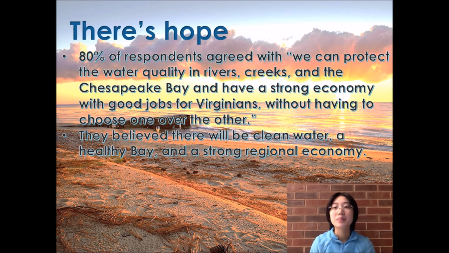I want to end with an encouraging result from a survey in Virginia. It stated 80% of the respondents agree with the statement that we can protect the water quality in the rivers, creeks, and the Chesapeake Bay, and have a strong economy with good jobs for Virginians without having to choose one over the other. And they also believe that implementation of the Clean Water Blueprint for the Chesapeake Bay and its rivers and streams will result in clean water, a healthy bay, and a strong regional economy.